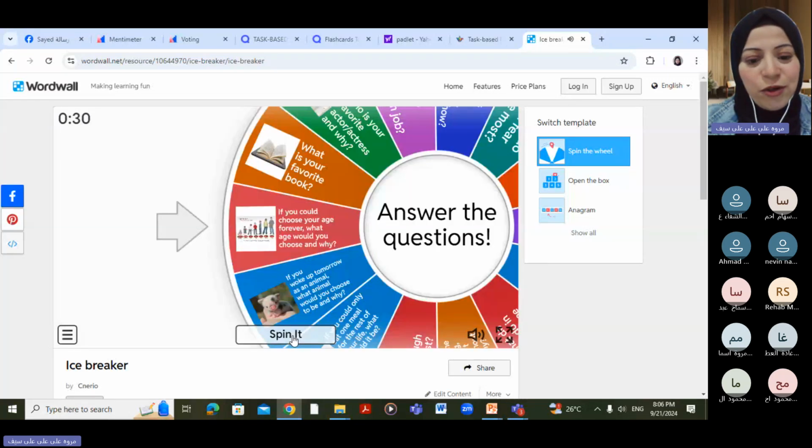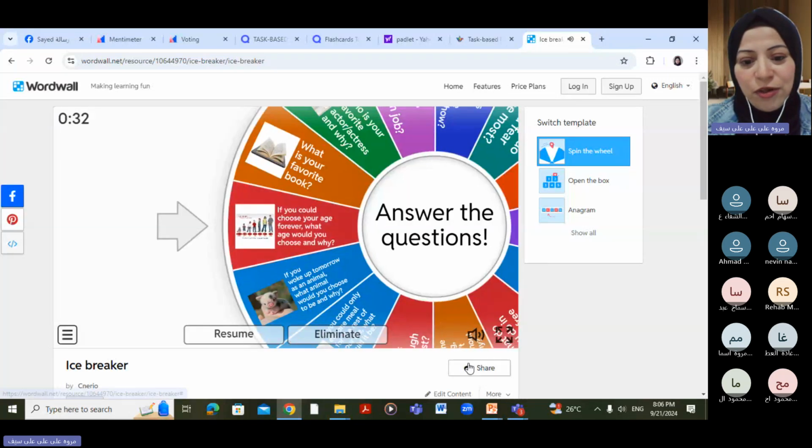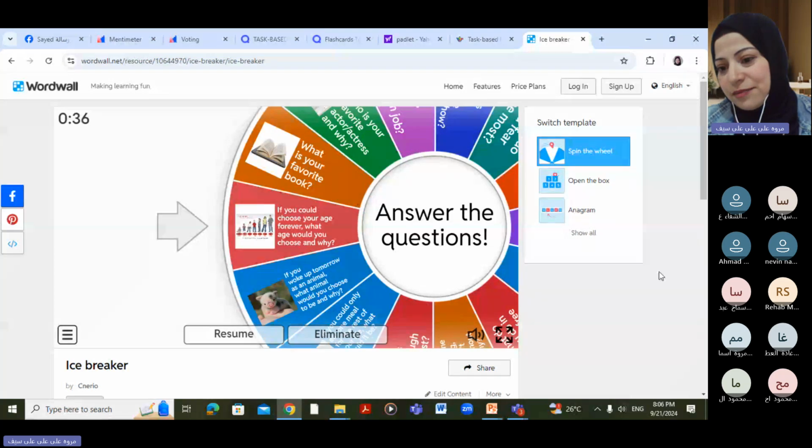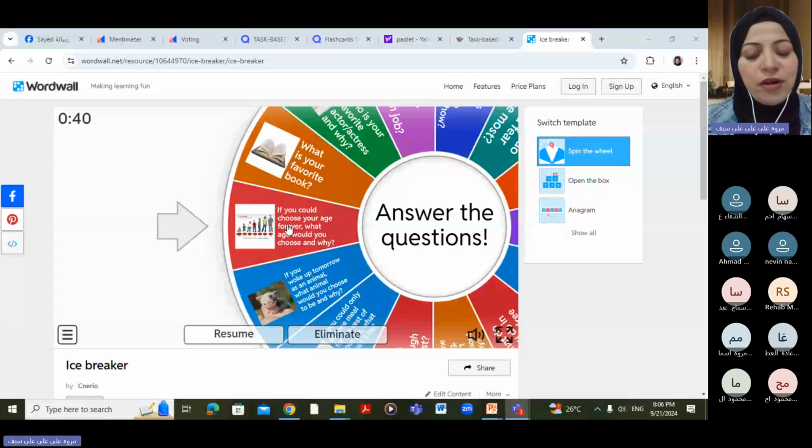So here is your question. Can you read it? I can make it bigger if it's not clear. Let me read it for you. If you could choose your age forever, what age would you choose and why? If you don't like the question, I can get you another one. We can spin it again and have another question. So this is an option here.